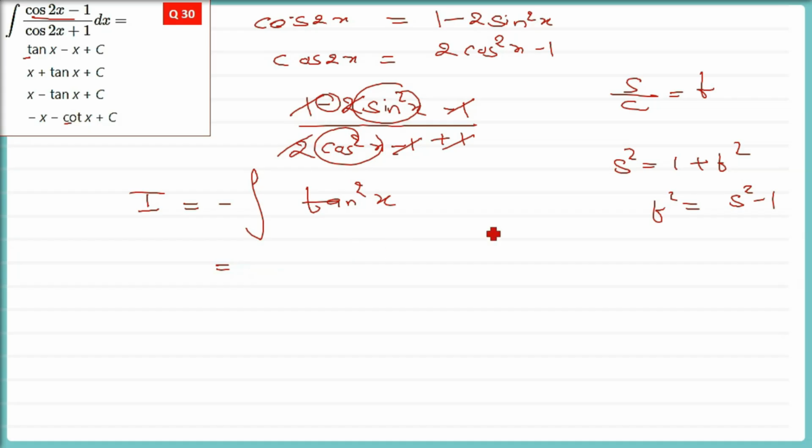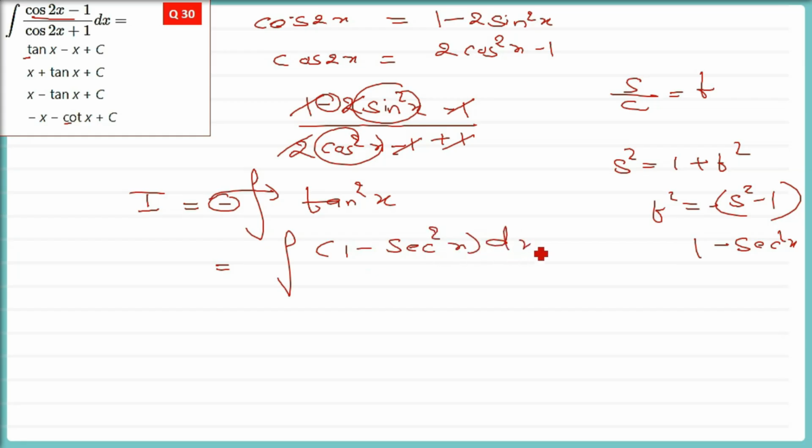That's what we are going to write here. And negative is here, so you can just multiply this negative with sec square minus 1, and you can swap the places of 1 and sec square. Now we can write 1 minus sec square x finally. Let's separate them out and integrate.